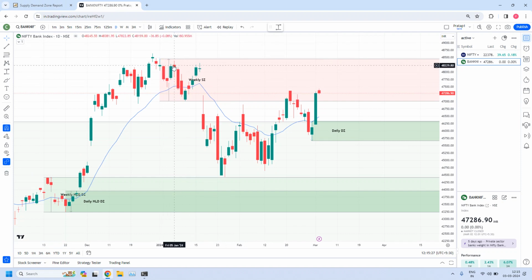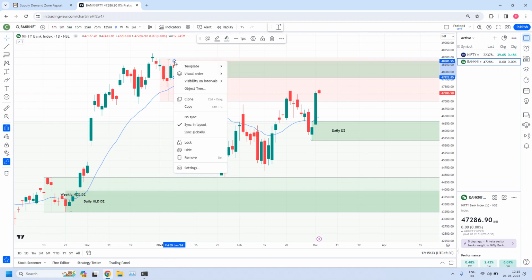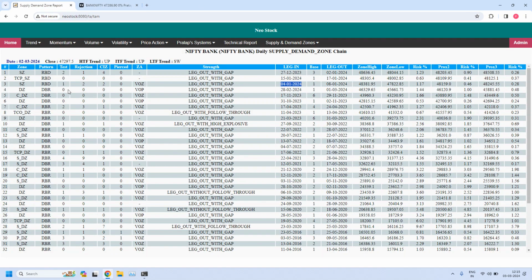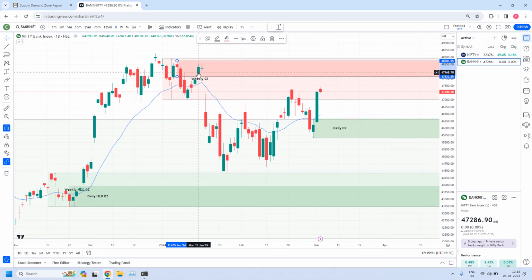We have a rally, base, drop. So let me draw the zone. This is a daily supply zone. So where is the high liquidity zone? This is 15/1. 15/1 and one base candle. This is the one, 15/1, one base candle and a drop with a pro gap, a huge pro gap.